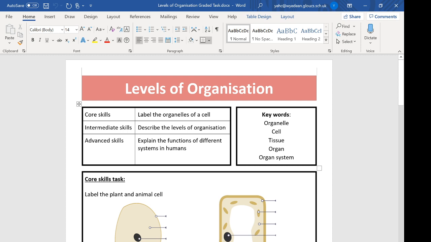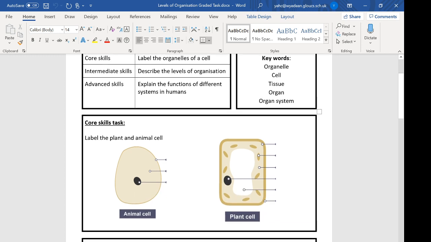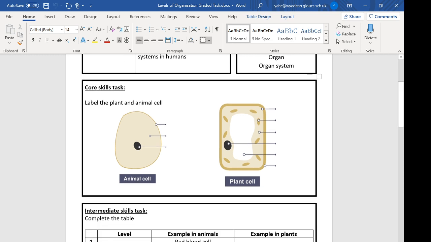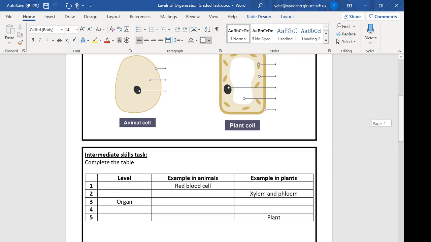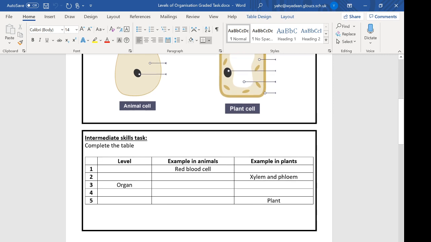I'd like everyone to have a go and be able to do everything. But in order for you to be able to effectively describe the levels of organization, you need to know what's inside a cell, basically. So the first task is just to label the plant and animal cell. Of course, if you're stuck, you can look up any answers and everything like that. We're going to go over the answers at the end. Intermediate skills might be a bit challenging.